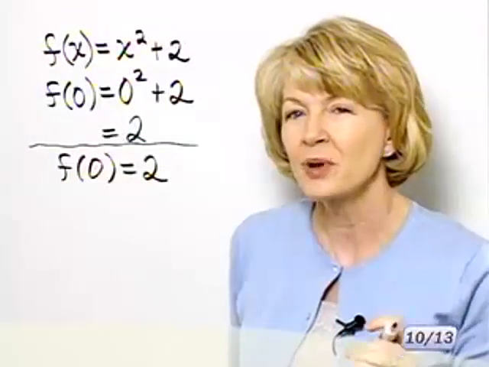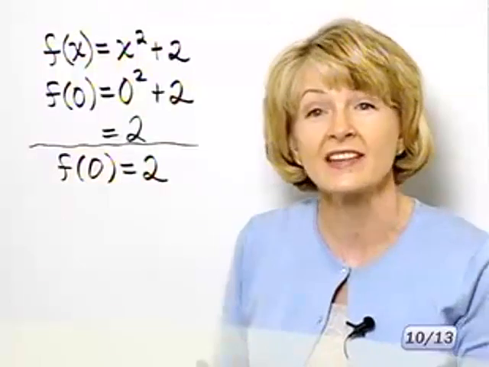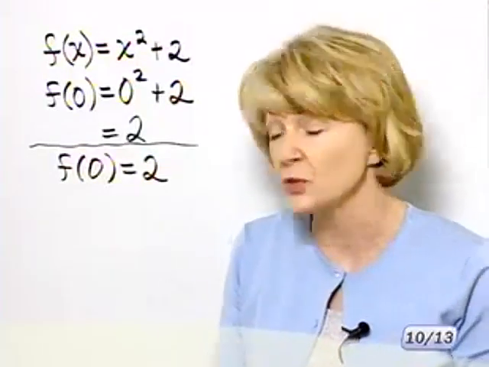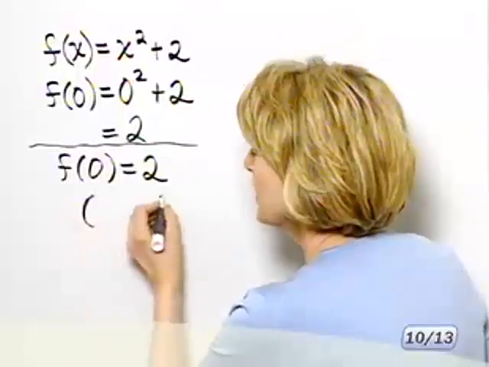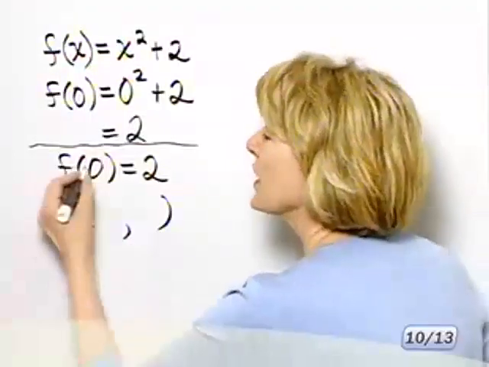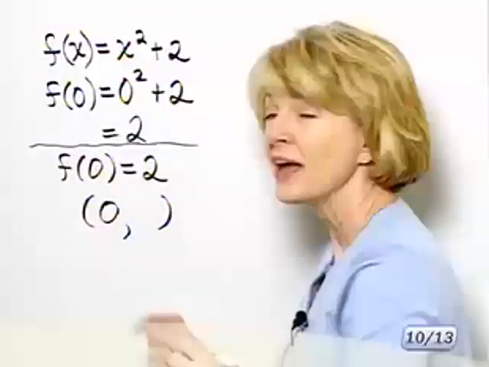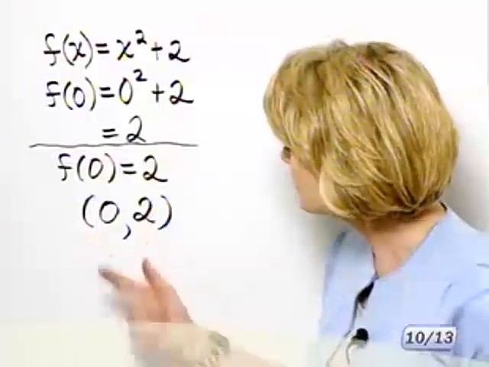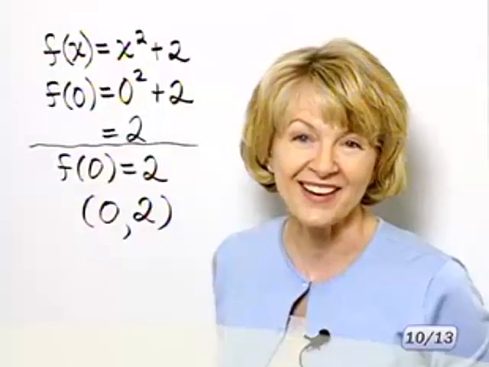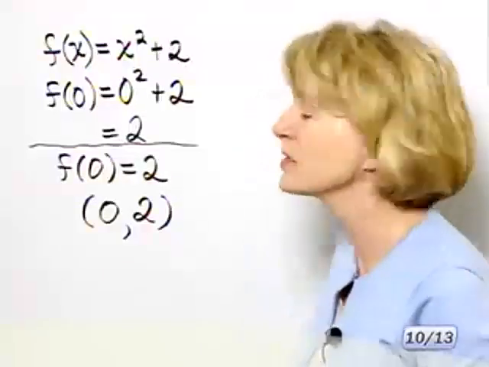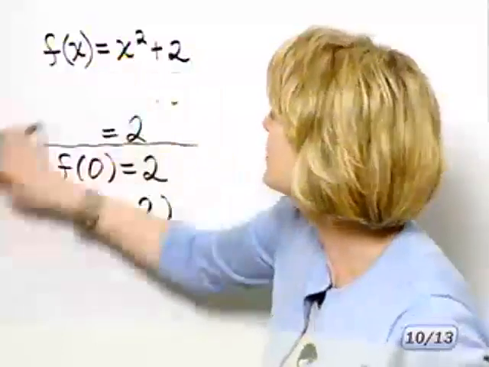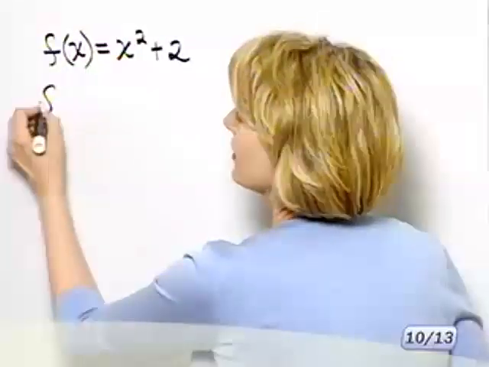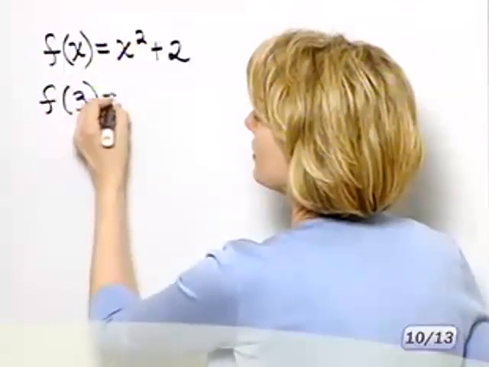Now let's go ahead and practice also writing this as a corresponding ordered pair. If f of 0 is 2, what is the corresponding ordered pair? When x is 0, f of 0 or y is 2. So there's our corresponding ordered pair. And then let's try this one more time. Given this function, let's find, say, f of 3.